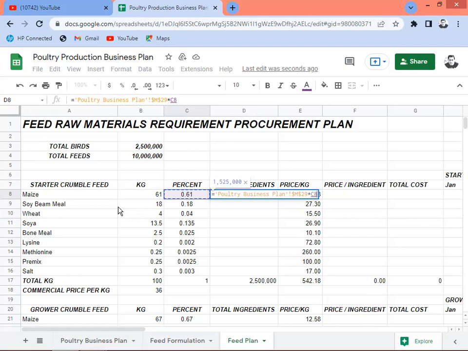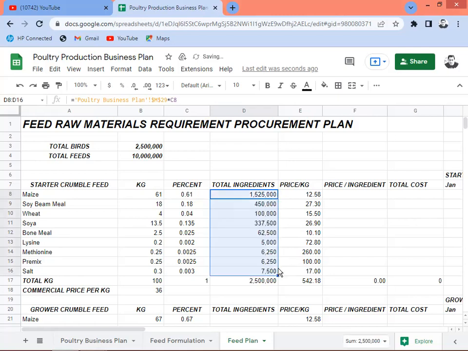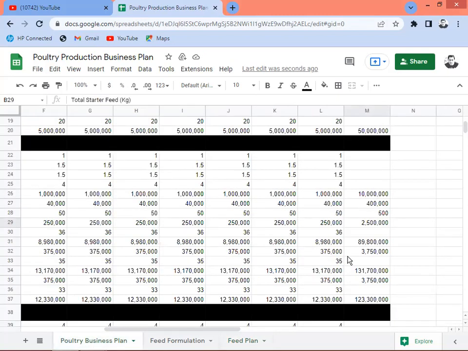Actually, the maize is the biggest chunk of the formulation at 61%. The next one is the soybean meal at 18%. So just multiply by that 61%, and you have a total ingredient requirement for the maize of 1,525,000. We can just drag it down to cover all the rest of the ingredients. The total is 2,500,000, just like what is indicated in the poultry business plan.